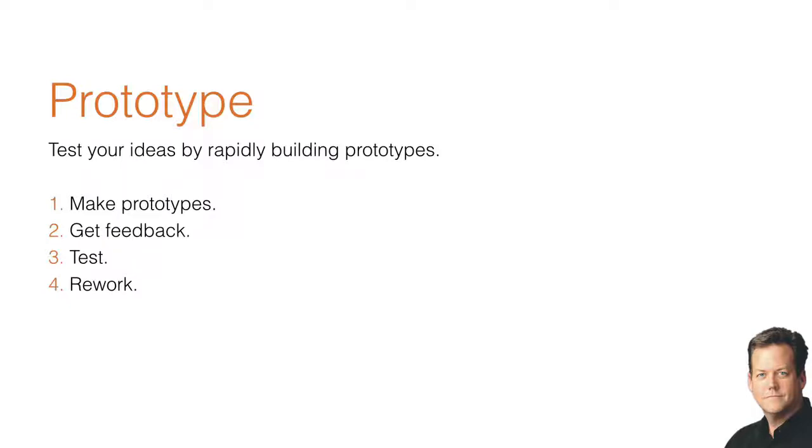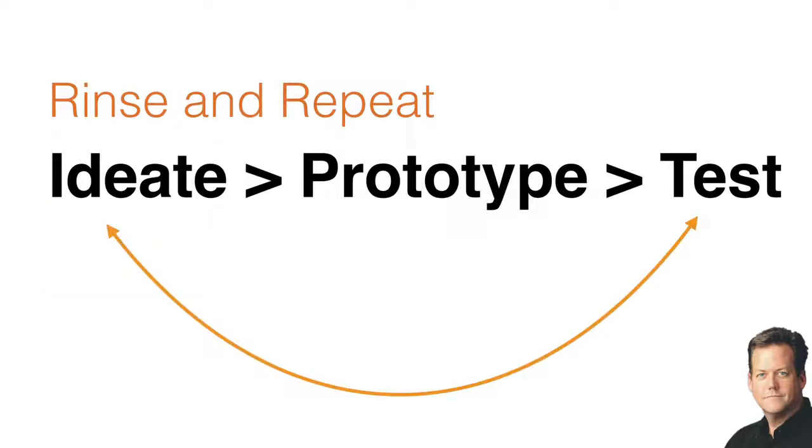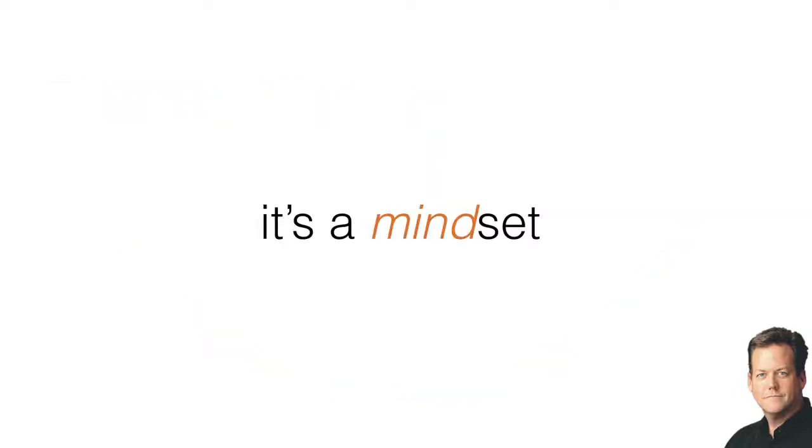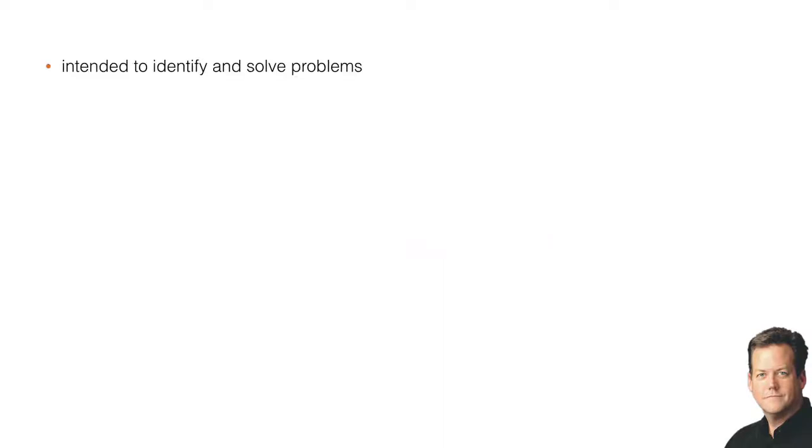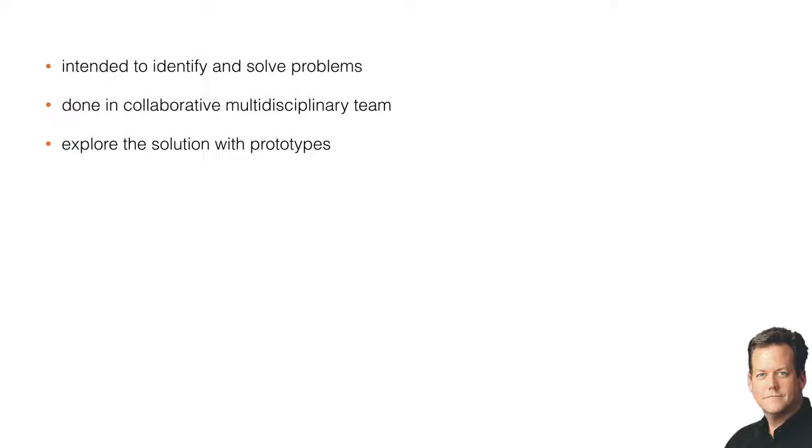The paper prototype is a spot in time in which you are trying to figure out, is it working? Then you have to rework it until it works. You test, you rework, then you test again, and then you rework again until the test goes cleanly. So you get ideas, then you prototype, and then you test, and you go through the process over and over again. It's a mindset intended to identify and solve problems. It can be done in a collaborative, multidisciplinary team, and you can explore solutions with prototypes.